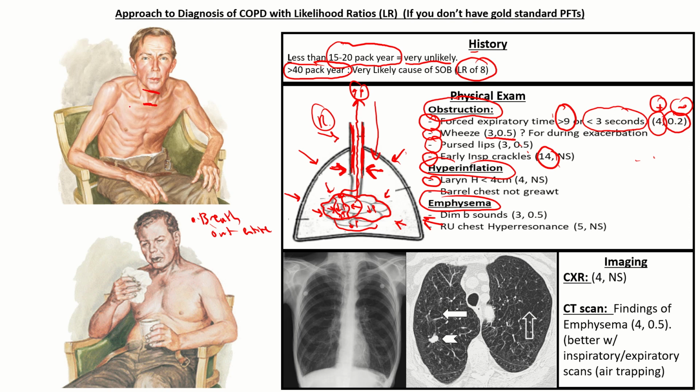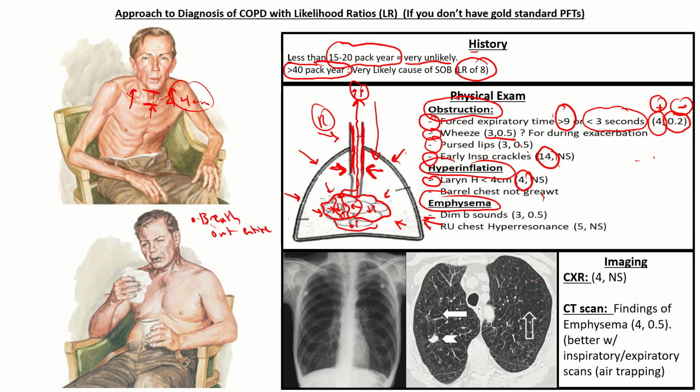Now, in patients who have hyperinflation, the clavicles are going to come up, which brings the suprasternal notch up, and that gets closer to the patient's thyroid cartilage. So if that area here is less than 4 centimeters, the patient is likely hyperinflated, and that has a positive likelihood ratio of 4, but not a great negative likelihood ratio. So helpful if it's there, not helpful if it's not there.